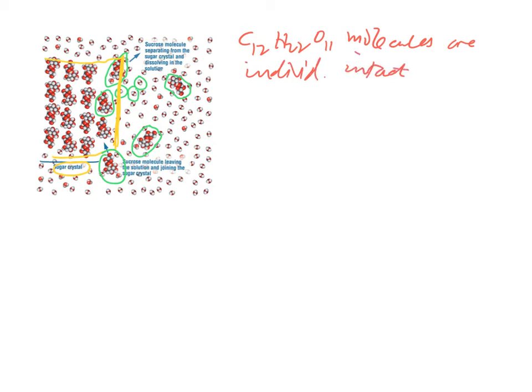Now, what you'll notice is that the sugar molecules themselves over here are still intact. They were not damaged. They were just pulled away from the crystal itself. And you'll also notice that the water molecules had to make room for the sugar, so the water is not as densely arranged in places where the sugar molecules are. So the C12H22O11 molecules are intact individually, but they are separated from each other. That's what we call dissolving.